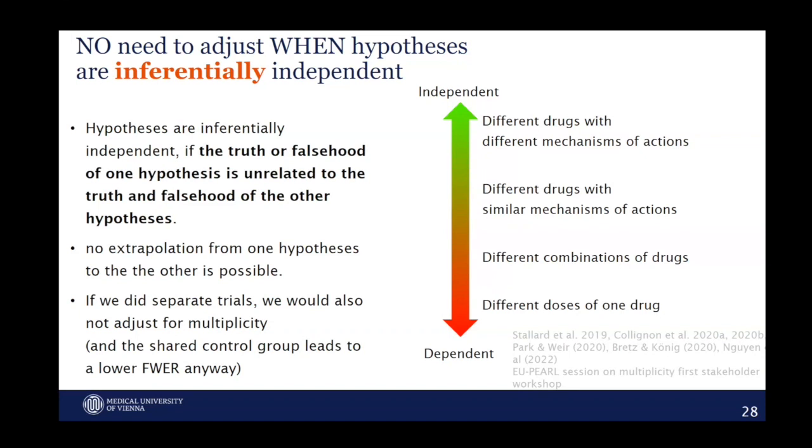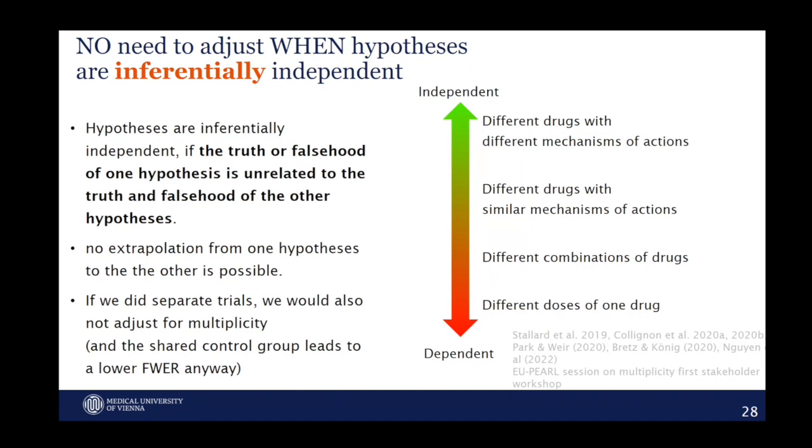And now it seems that more and more people say there's no need to adjust for testing several treatments when they're inferentially independent. What do we mean by inferentially independent? One argument is that if the treatments were tested in separate trials, no adjustment would be performed either. So why should we do so in a platform trial? And there's been really a controversial discussion on whether an adjustment is needed or not.